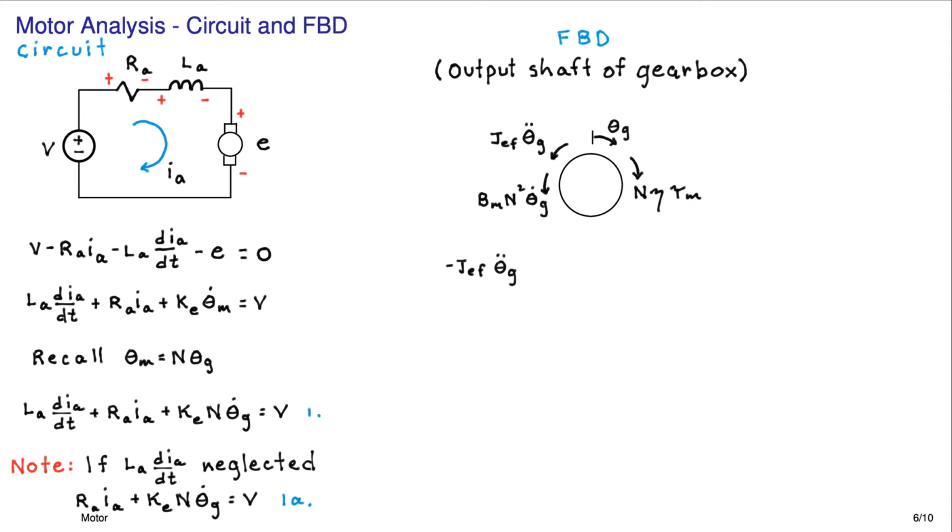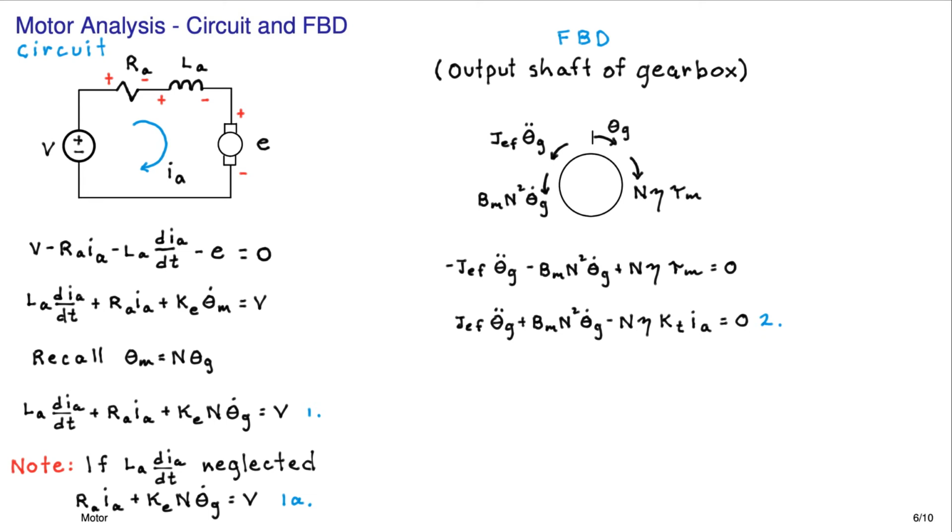So now let's use our Newton's second law for rotating systems. I'm just picking off the inertial moment first, then the viscous damping associated with the rotating bits of the motor, and then finally the torque due to the armature. And we get that, and we can jiggle that around a little bit. And we have this nice looking second order differential equation in theta g. And notice the coupling right here between this equation and the motor equation, our LA dia dt.